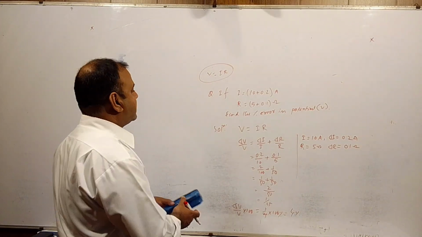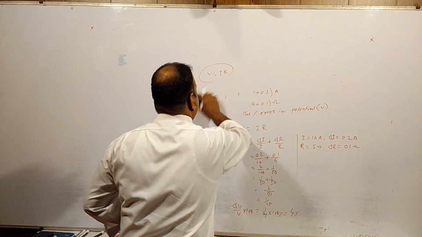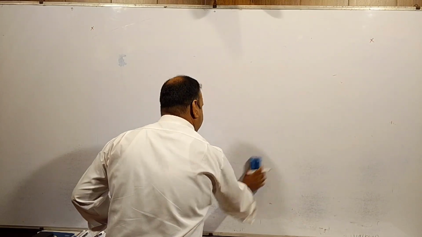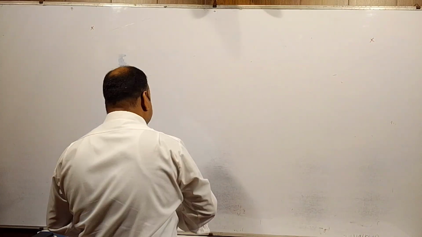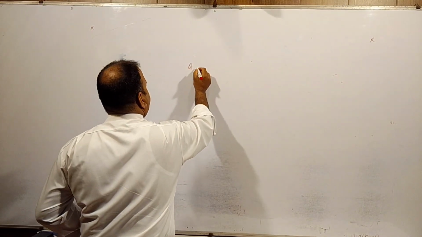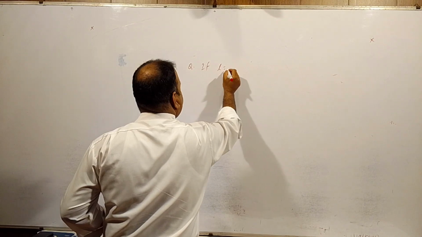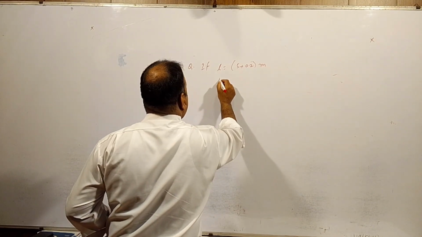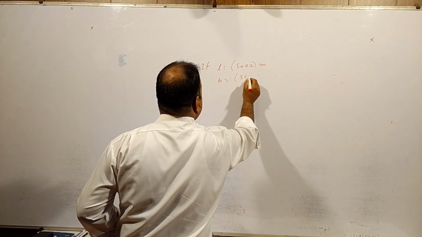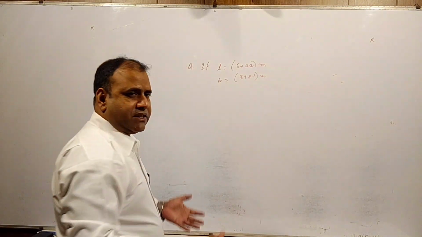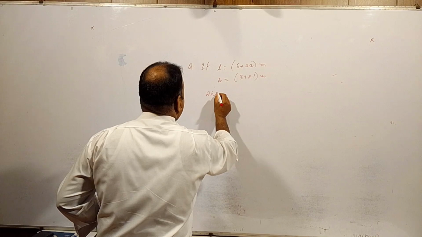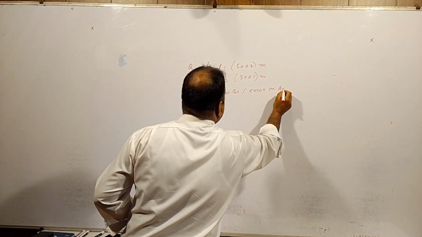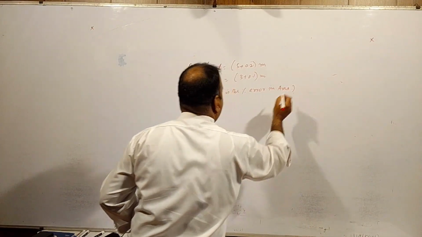In this way we can easily calculate the percentage error if the error is given to you. Last, one more question I am going to discuss about this error, and after that I will discuss dimensions. Suppose length and breadth are given: L is 5 ± 0.2 meter and breadth is 3 ± 0.1 meter. What is the percentage error in area?